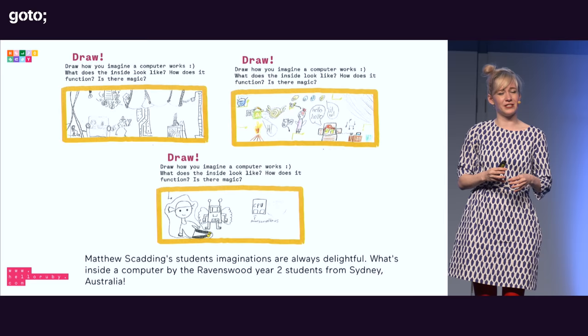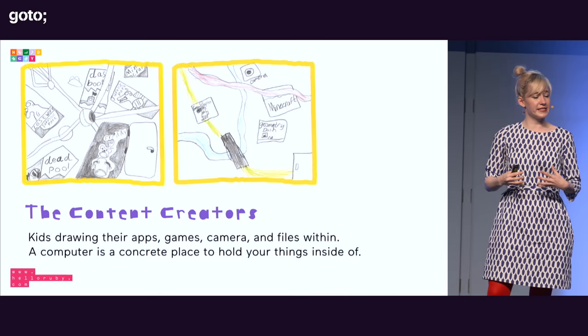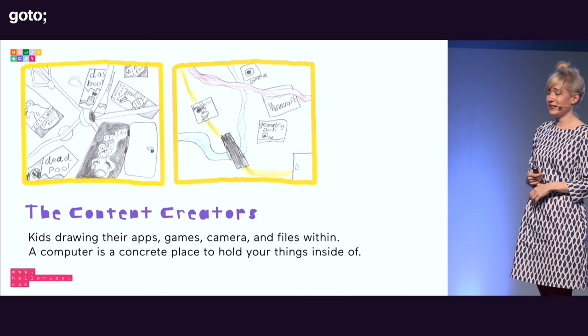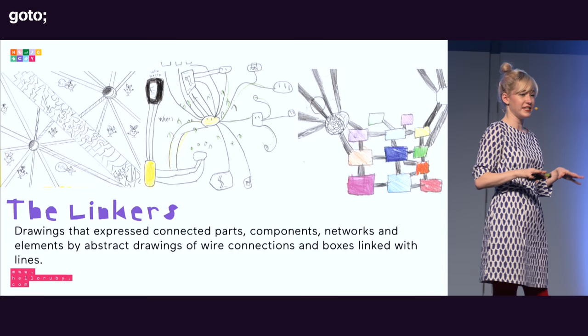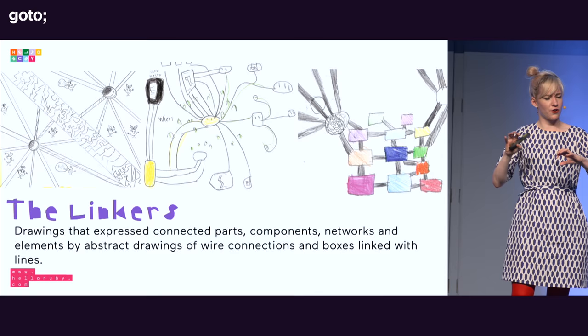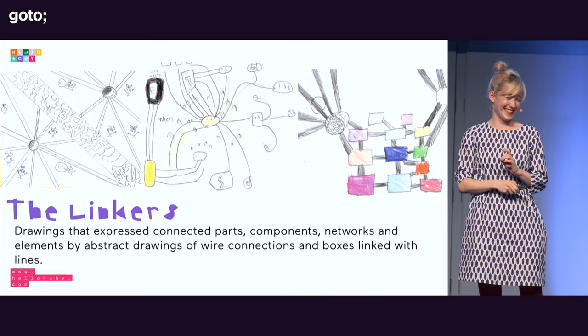So there's always kids who imagine that inside of computers there's content, which is a very sort of obvious idea. They imagine computers as content containers full of apps and games and videos and files. Then there's kids who have this very abstract idea of a computer. They imagine computers as these inter-networked components, and I think these are the future computer architects in the making.